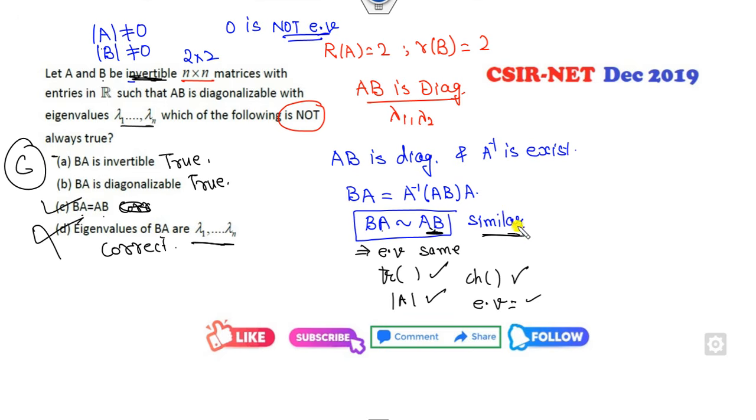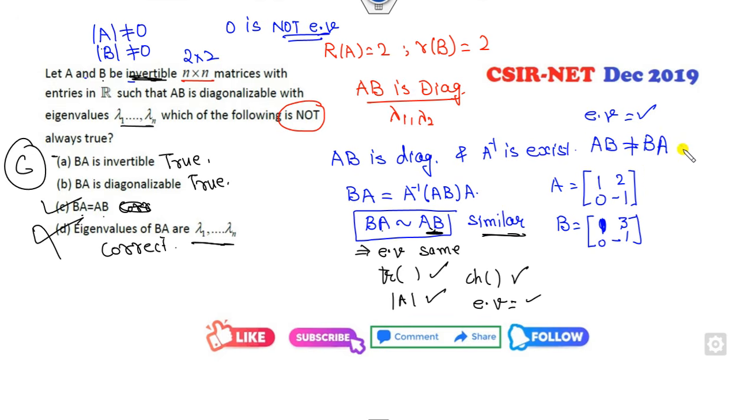Once you prove that they are similar, that means AB equal to BA is not always true, but they have the same eigenvalues. If you remember the previous example I have taken, this is my A with 2, B is my 0, 1, 0, 3. Clearly both have the same eigenvalues. A is invertible, B is invertible, but AB is not equal to BA.